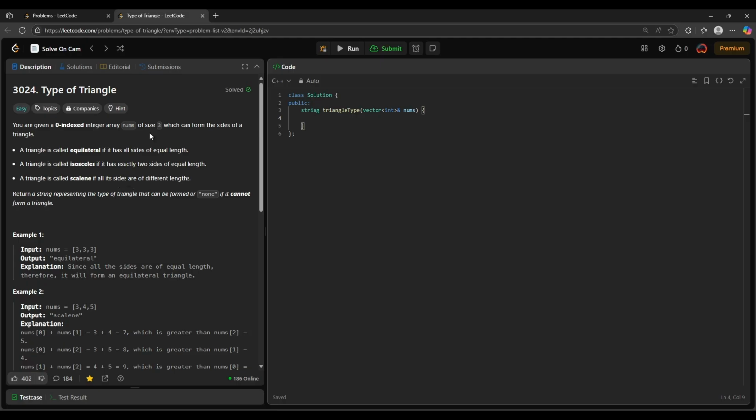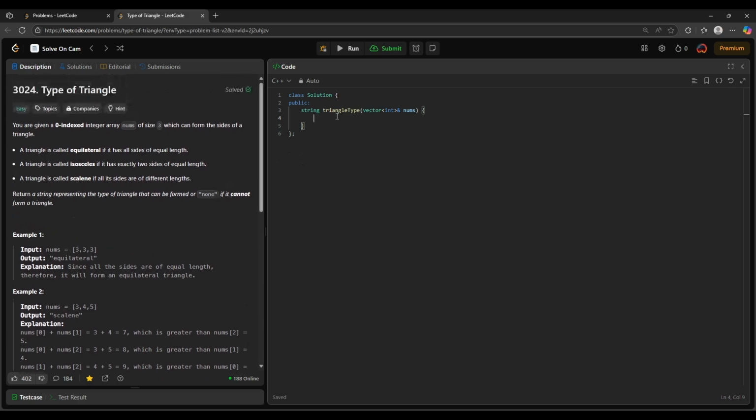You are given a zero indexed array nums of size 3 which can form the sides of a triangle. A triangle is an equilateral triangle if it has all sides of equal lengths, isosceles if it has two sides of equal lengths, and scalene if all its sides are of different lengths. Return a string representing the type of triangle that can be formed or none if a triangle cannot be formed.